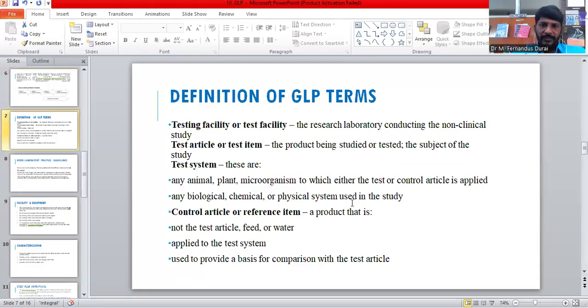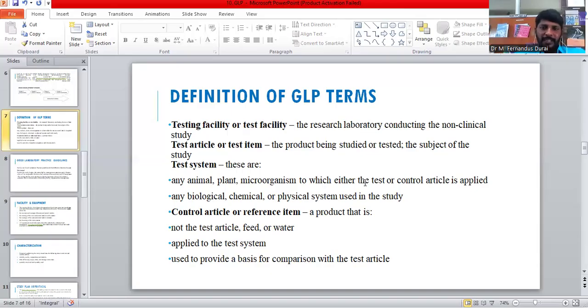So the definition of GLP terms. The testing facility or test facility is the research laboratory conducting the non-clinical study. The test article or test item is the product being studied or tested, the subject of the study. So which subject are we going to study? That is the test article. The test system is any animal, plant, or microorganism to which either the test or control article is applied.